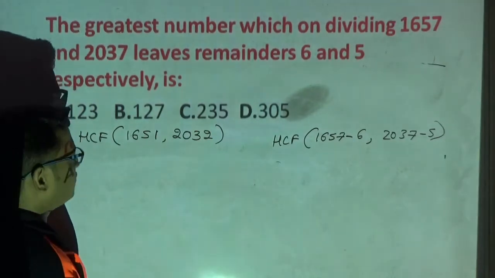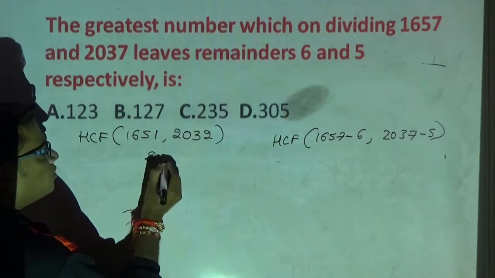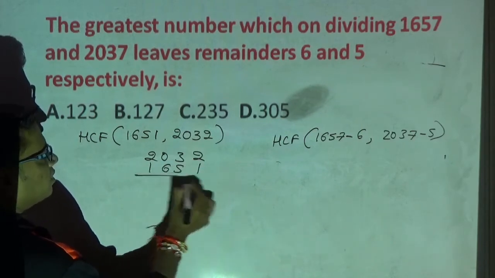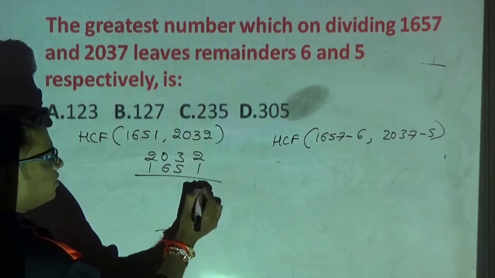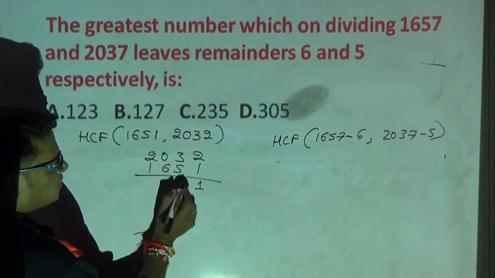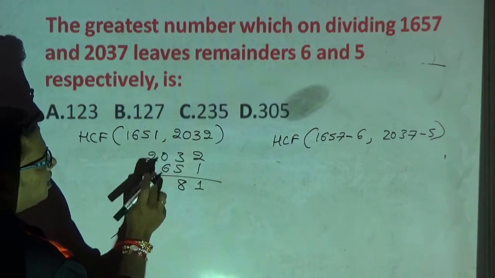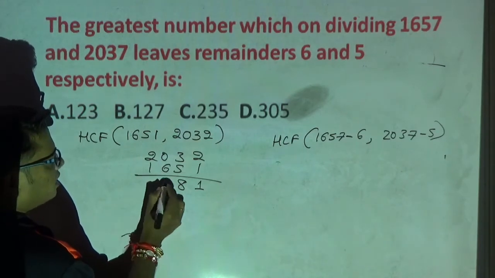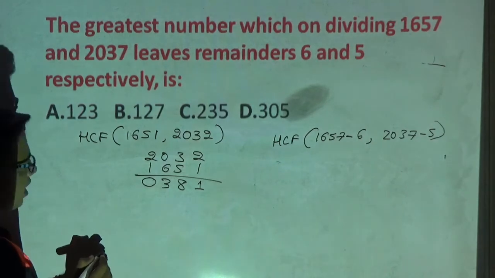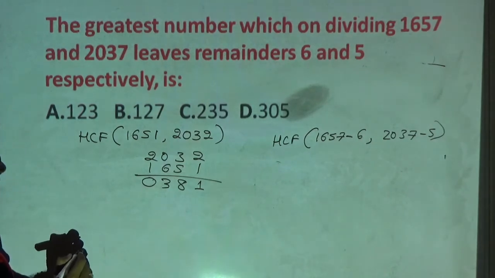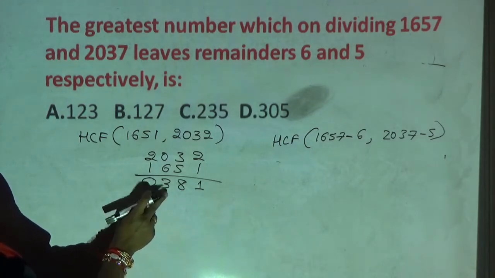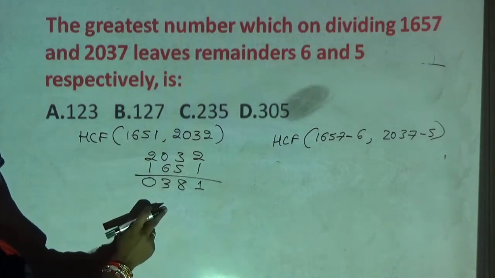Okay. Now, first let me find out the difference of 2032 and 1651. Okay, please observe here. 2 minus 1 is 1. Here 13 minus 5 is 8. Here 9 minus 6 is 3. This is 0. So what is the difference? 381 is the difference.